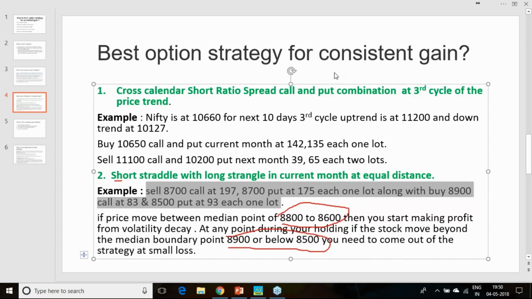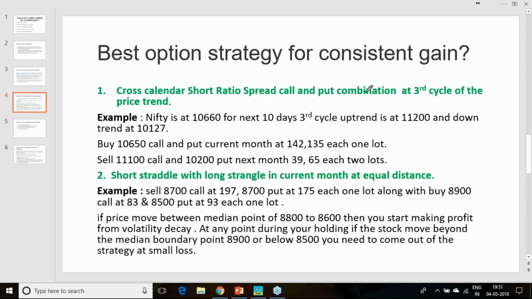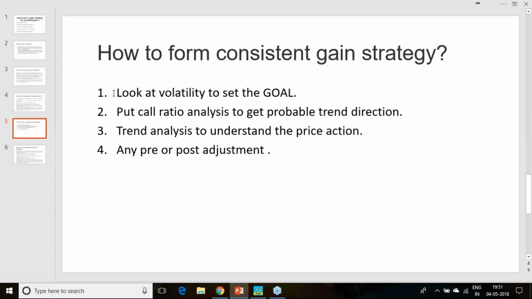When you target the time value of an option to convert it to your profit, you can say that you are aiming for a consistent gain. Any strategy, any option combination aimed towards a time value decay gain is known as a consistent gain strategy. Any combination you can form. Then coming to the next part, how we can form this kind of strategy: look at volatility and set your goal.